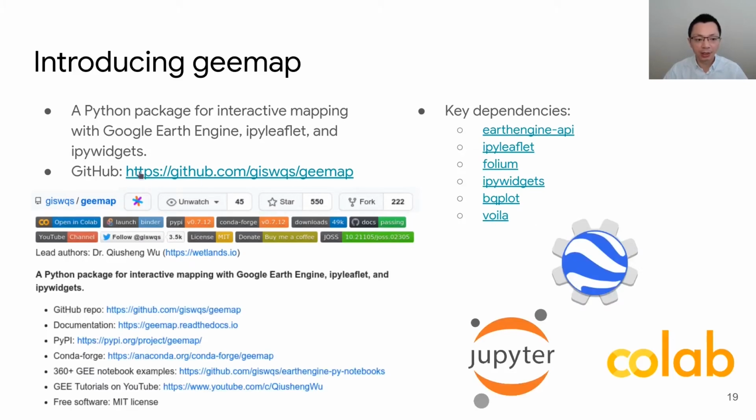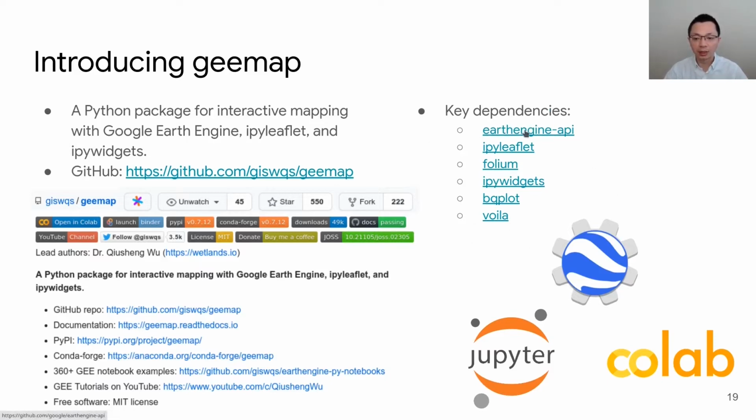And so the package is open source, hosted on GitHub. You're welcome to check out the link in here. Essentially, it is a Python package for interactive mapping with Google Earth Engine and also ipyleaflet and ipywidgets. So it's basically built upon the Jupyter widget system. And if you see here on the right, I list some key dependencies.